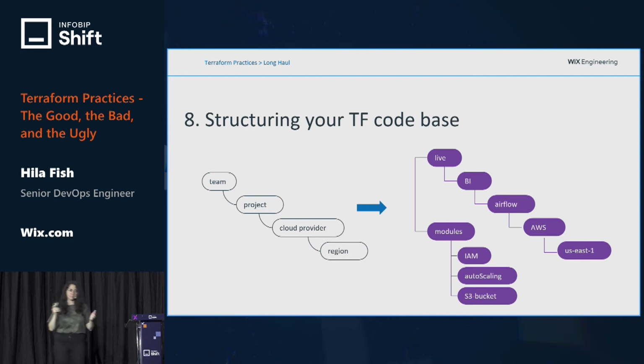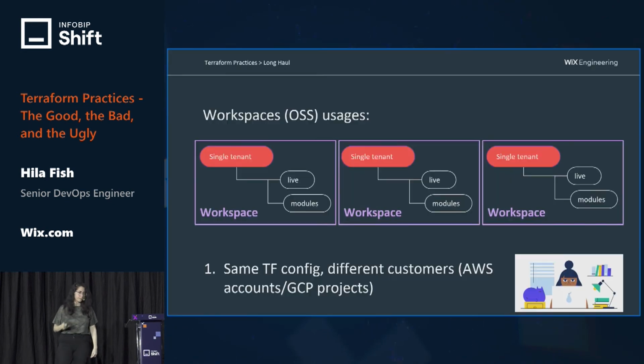So you should really aim for a structure, even if you don't select this specific structure, that will keep the state files as small as possible, because we want to avoid a big blast radius because of the dependency issues. So those are the two reasons why we chose this structure. It really works well for us.